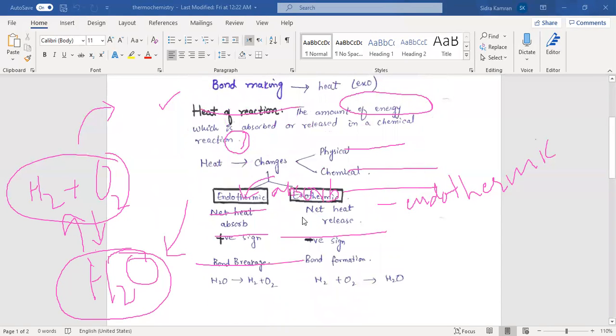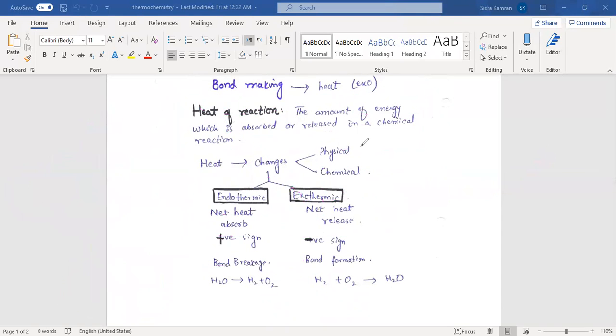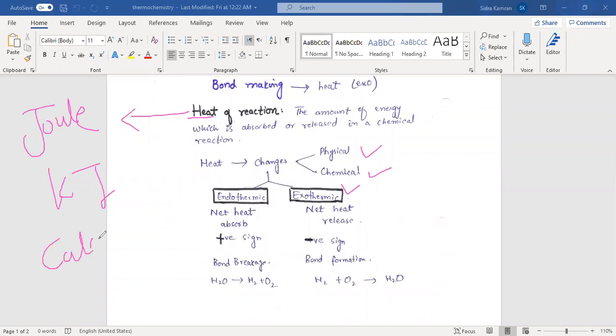When there is a change in heat, two things take place: physical changes or chemical changes. These changes could be an endothermic reaction or an exothermic reaction, as I told you. Can you tell me the units of heat? As I'm saying, heat is energy. So energy has units joule, yes, kilojoule. It could be calories. So heat has these different units to measure it.